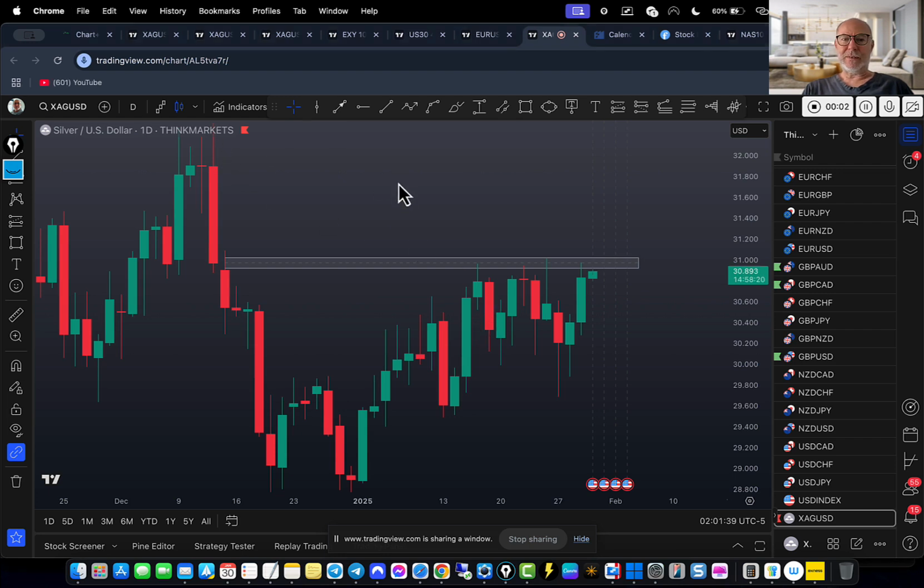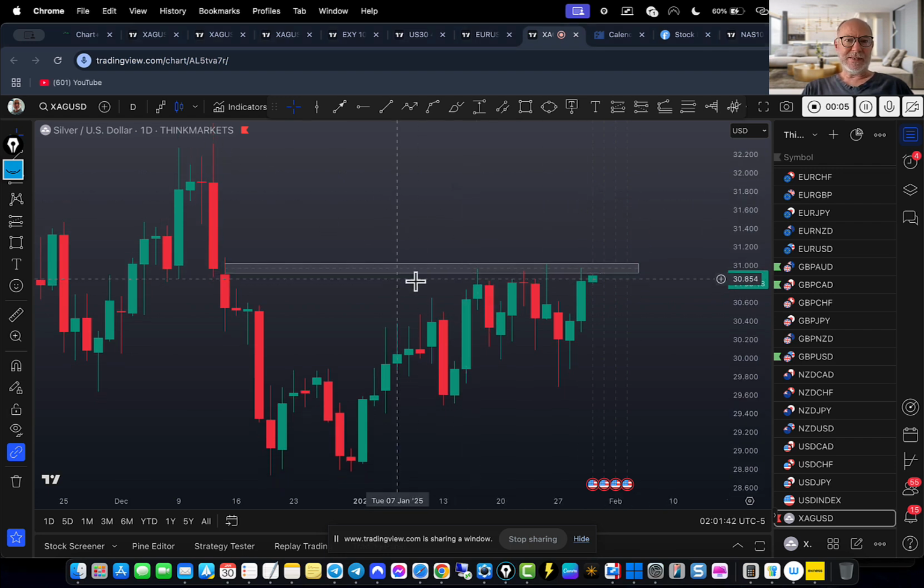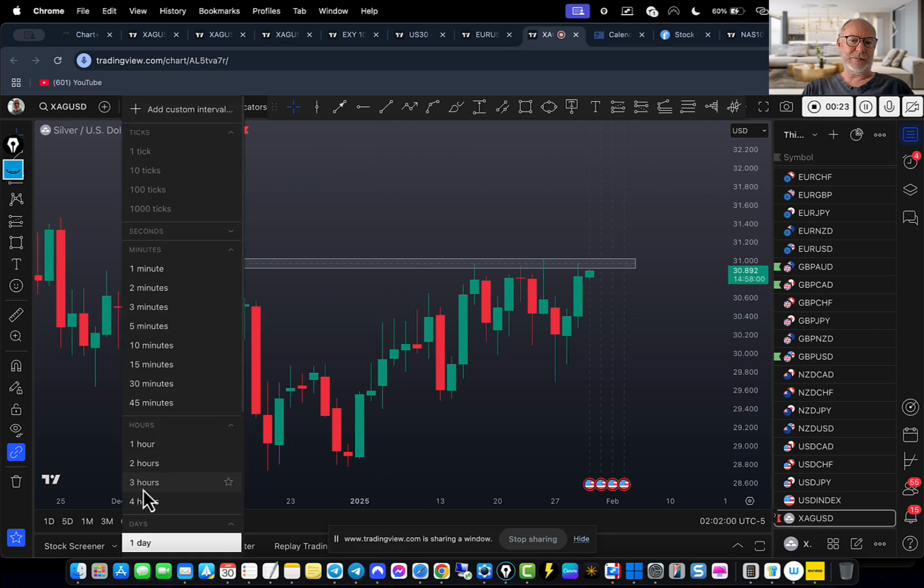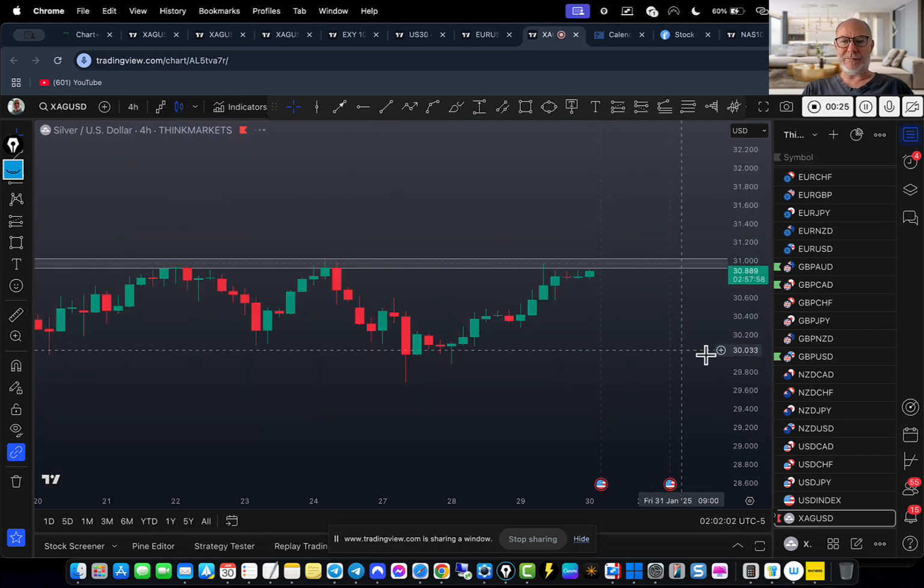Okay, traders, we're looking at silver XAG. This is a big level. It's tagged four times already on the daily time frame, and it's reacted off the level fairly significantly. We're coming back into it again. My bias is definitely bullish, without a doubt, and I'm looking for a way in, basically.